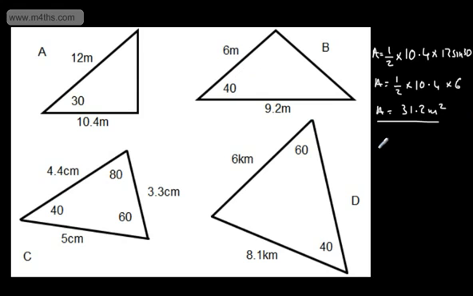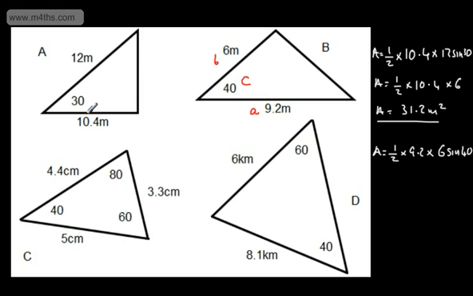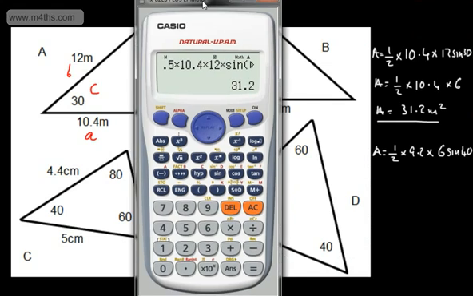This time we've got now that the area is going to be 1/2 multiplied by 9.2 multiplied by 6 sine of 40 degrees. So if you wanted to label these up, this is 1/2 AB sine C. So A, B, C. In this one, A, B, C. So if we just put this through a calculator, we can get our value.